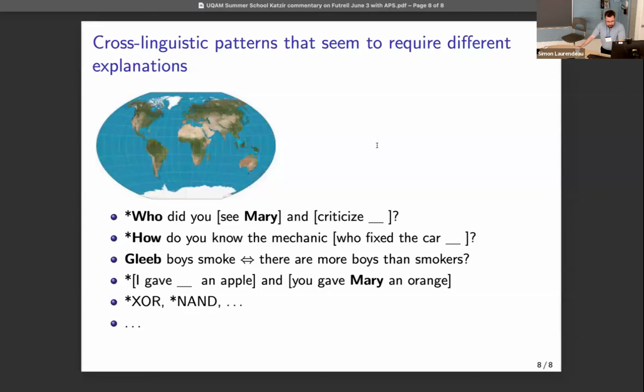I will point out that for a lot of these semantic universals, like involving XOR, this is this question of why it is that all human languages are based around logical connectives like and, or, and never around weird stuff like XOR and NAND that you study in a logic class. So why would that be the case?